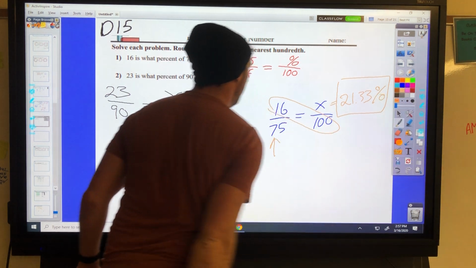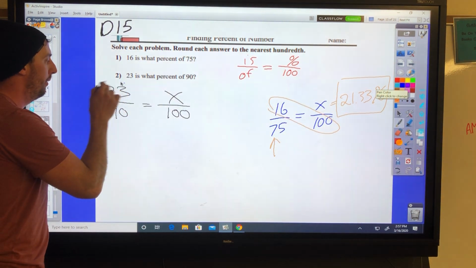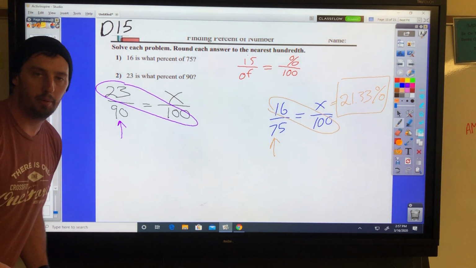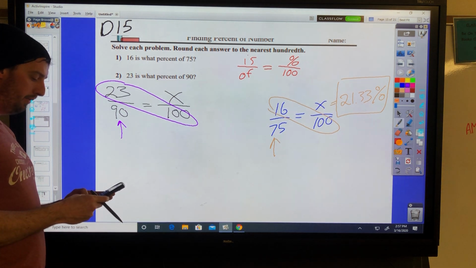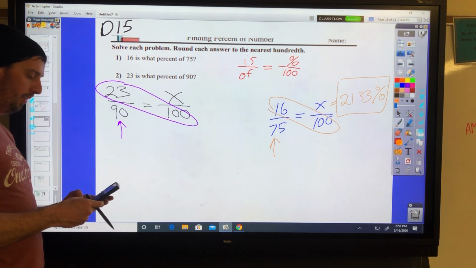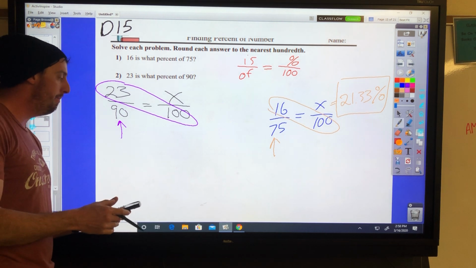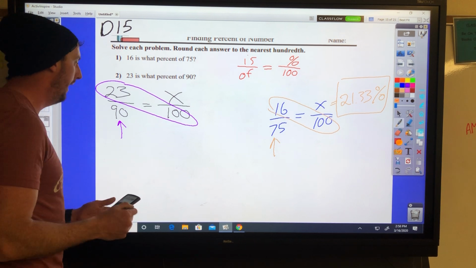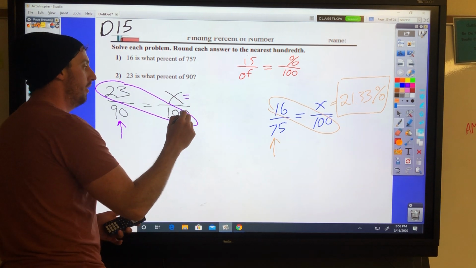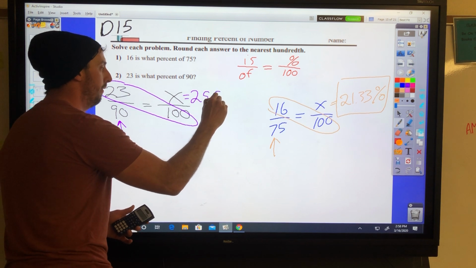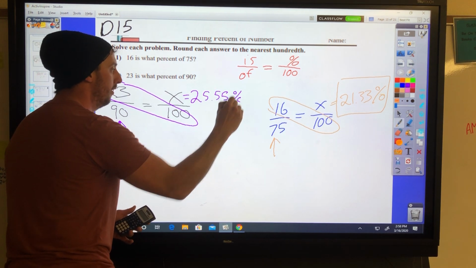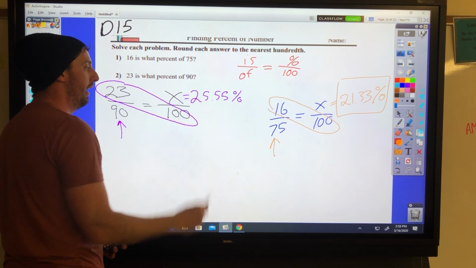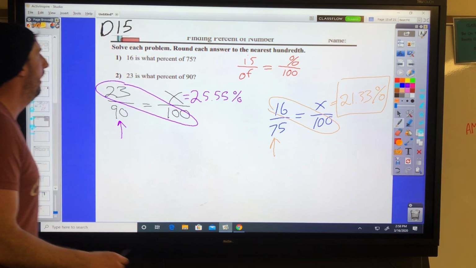So in order to solve for the missing percent, I'm going to cross product, 23 times 100, and divide by the remaining number. So 23 times 100 is 2300. Divide by the remaining number, which is 90. And we will get our x equals 25.55%. What percent? 23 is what percent of 90? It's 25.55%. Okay? All right.